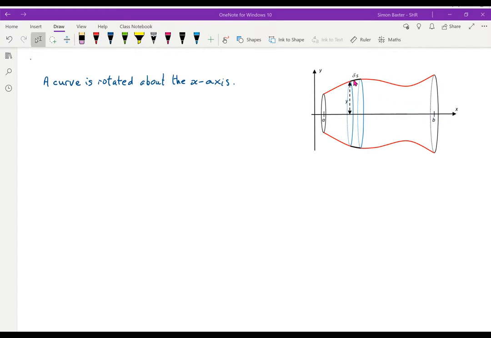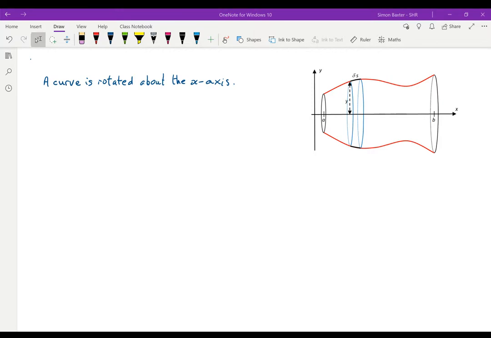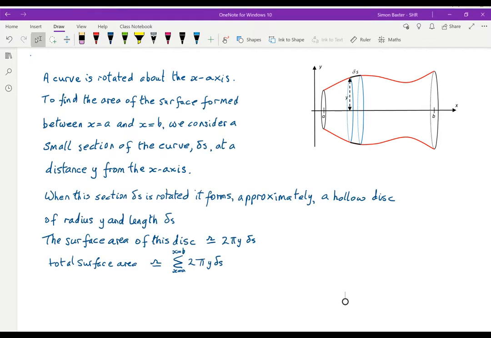If we look just at this little section delta s, and rotate that about the x-axis, we will form a hollow disk or a hollow cylinder, with radius y and length delta s. So the area of that hollow disk will be 2 pi y delta s. And so that's what I've just said. The surface area of the disk is approximately 2 pi y delta s.